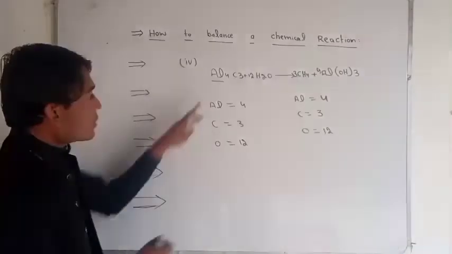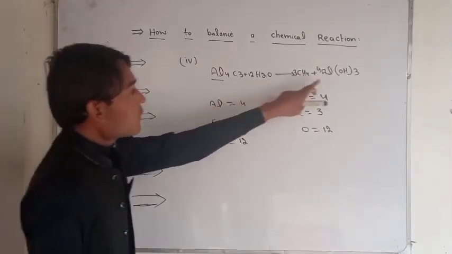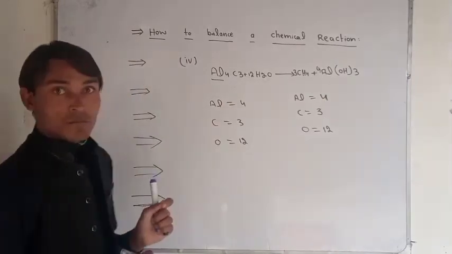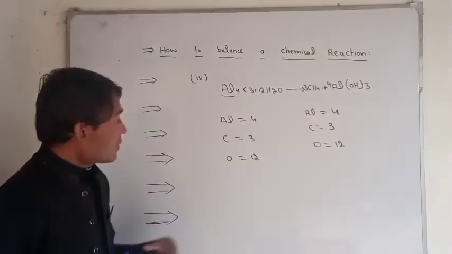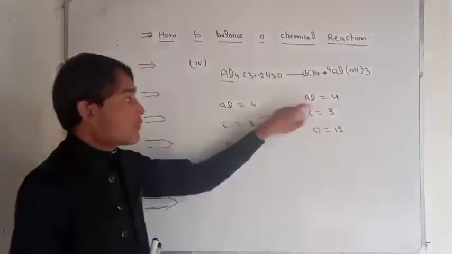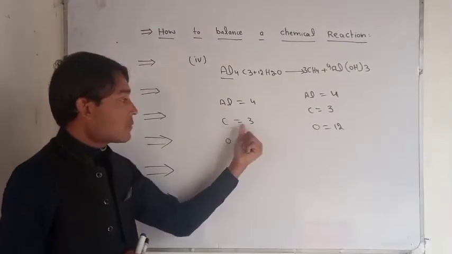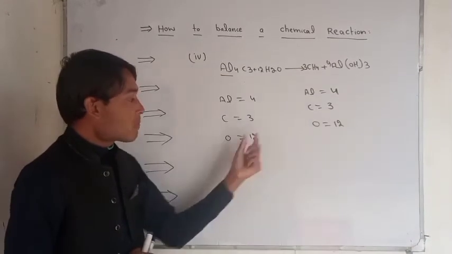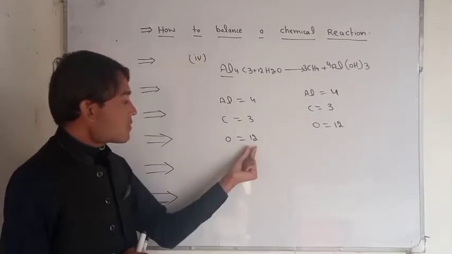Again, going back to the reaction: the number of aluminium is 4, the number of carbon is 3, and the number of oxygen is 12.